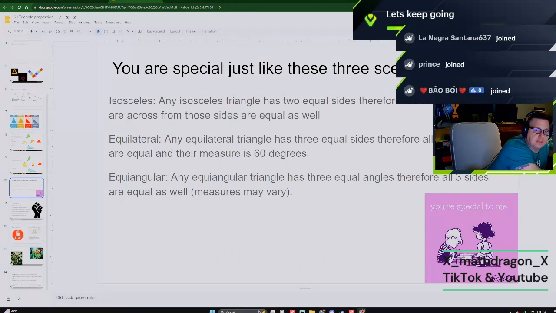Equilateral, if you have three sides that are equal, therefore all three angles are equal and it's 60 degrees. If you have three equal angles, then all three sides are equal.